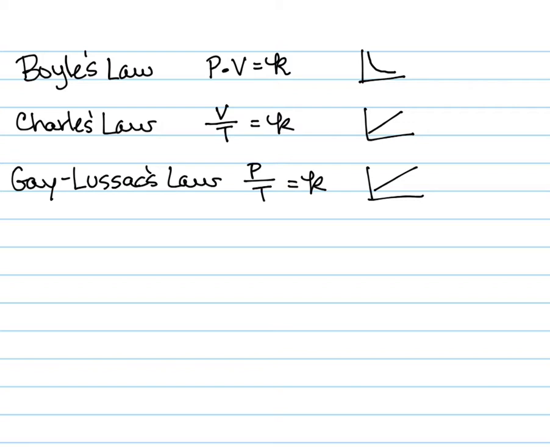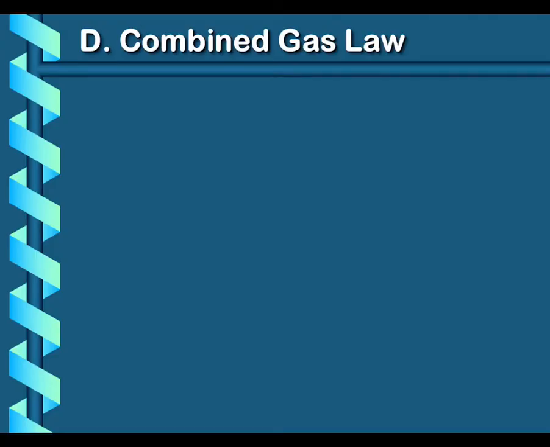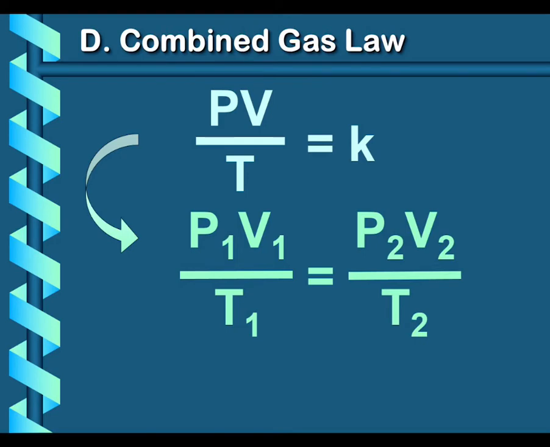Now we're going to introduce to you the combined gas law. The combined gas law is going to take into account all of this. And notice temperature is in the denominator. So with our combined gas law, this is the fourth gas law you're going to learn. We're going to look at combining Boyle's law, Charles's law, and Gay-Lussac's law to give us PV over T equals a constant.